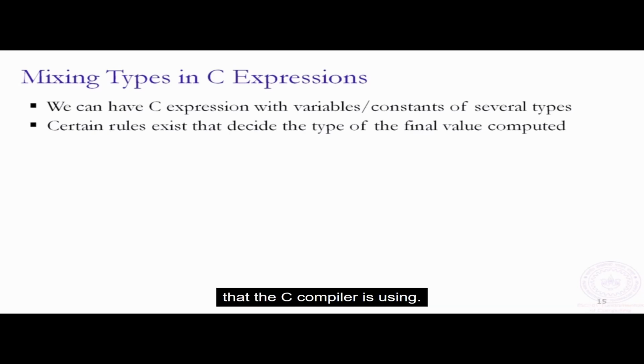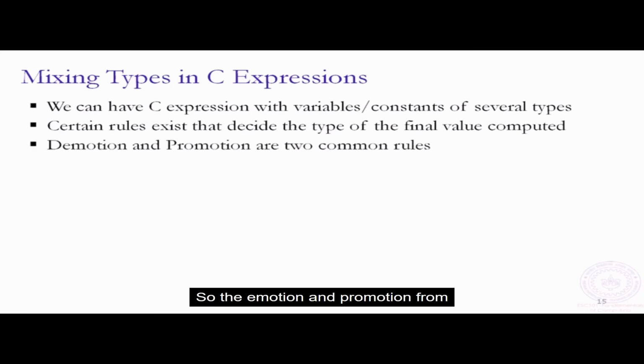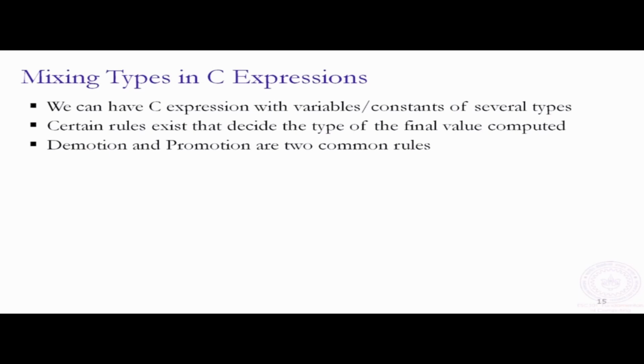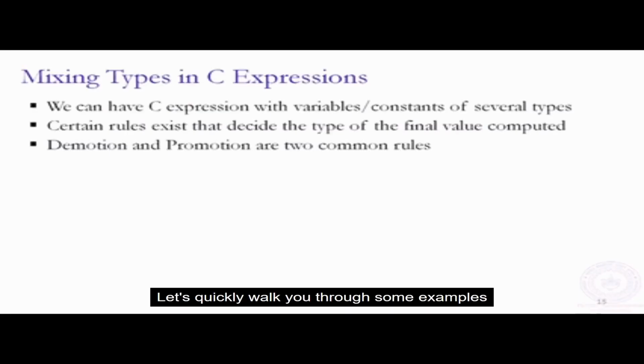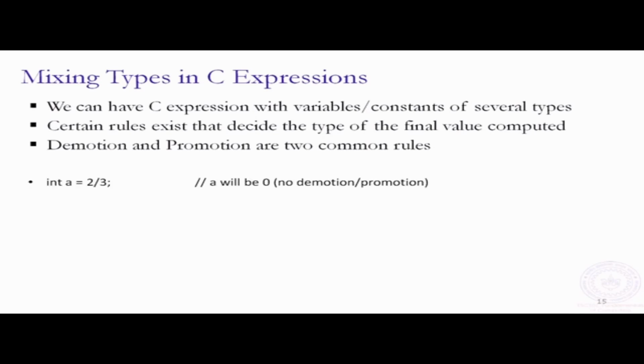C compiler is using. So, demotion and promotion from a smaller variable in memory to a bigger variable in memory, these are two common rules. Let's quickly walk through some examples of what can happen when you don't understand these rules.